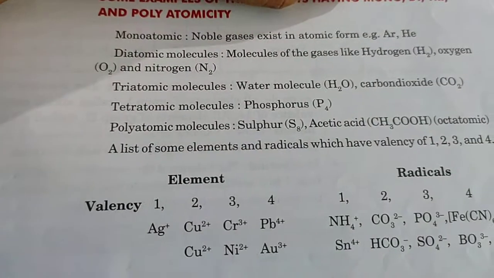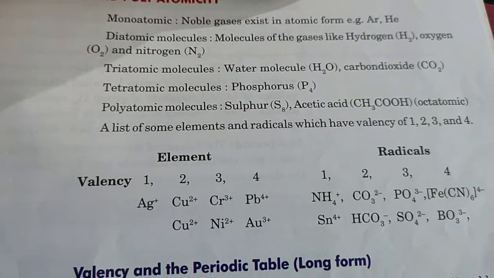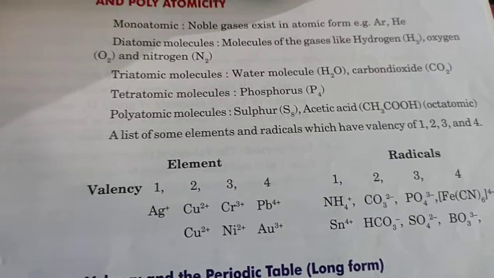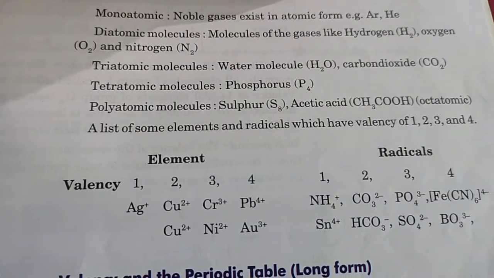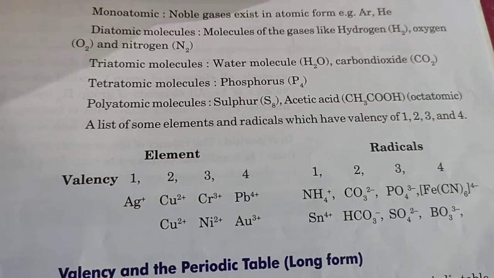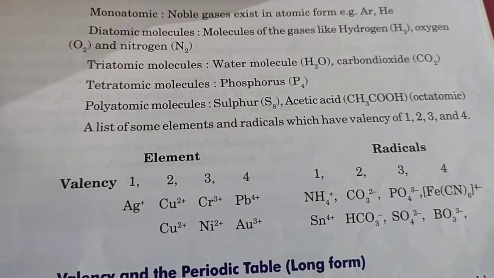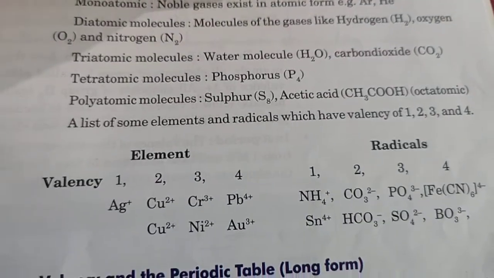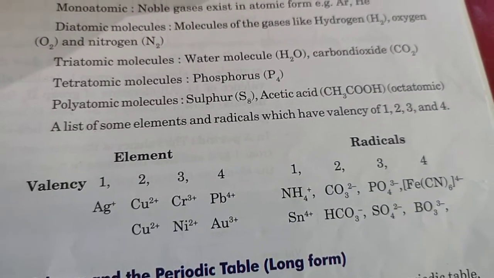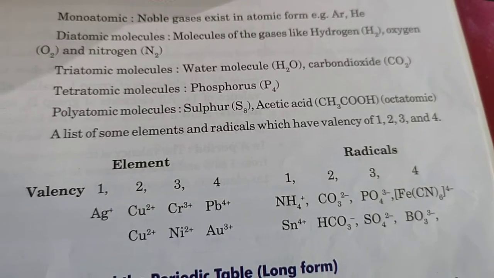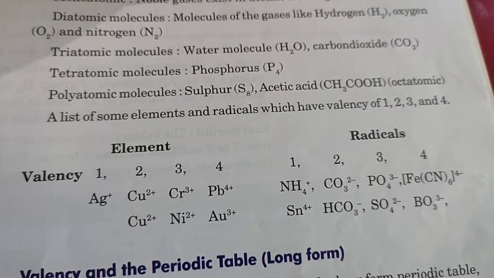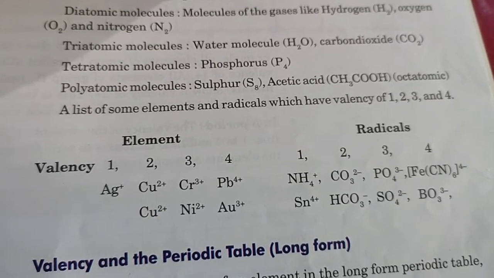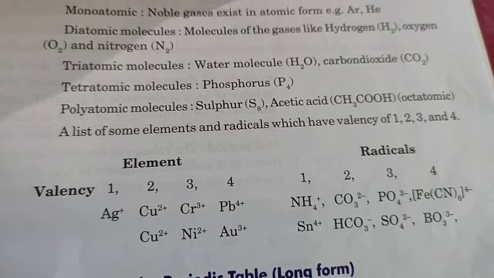Now diatomic. You have seen in many chemical reactions that hydrogen, oxygen and nitrogen have always been written like this. Like they always exist as H2. Means one atom of hydrogen reacts with another atom of hydrogen and forms H2. So that is why they are diatomic molecules. Atomicity means what? You have learned this, right? The number of atoms present in that particular element. So here, how many atoms are present? So 2. That is why they are diatomic.